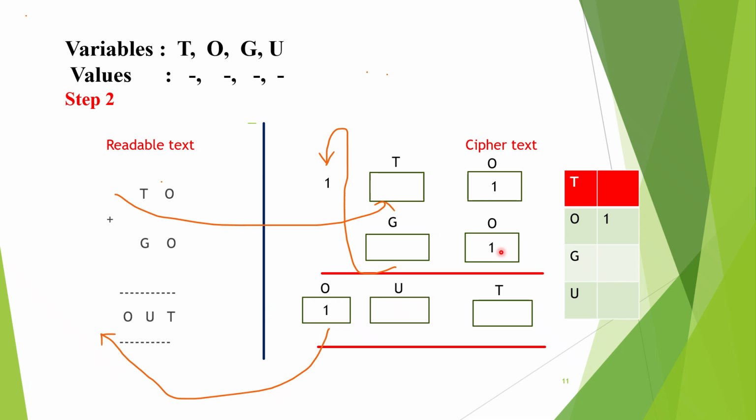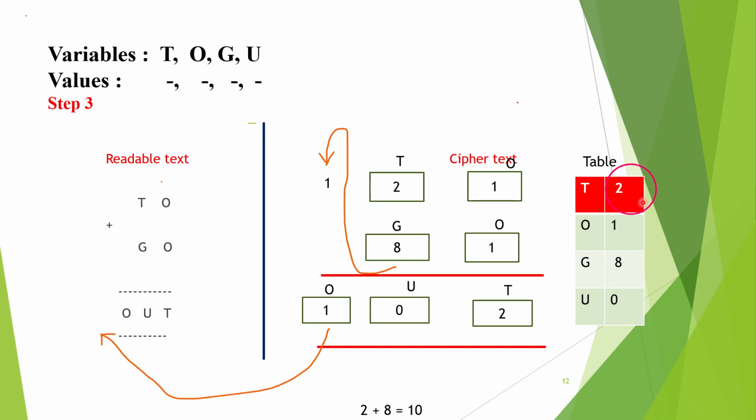Okay. Now add these two values. So now T becomes 2. If there is any T here, yes, here also one T is there. Assign 2 to this variable T. So in this table also assign 2. Now the remaining boxes are G and U.